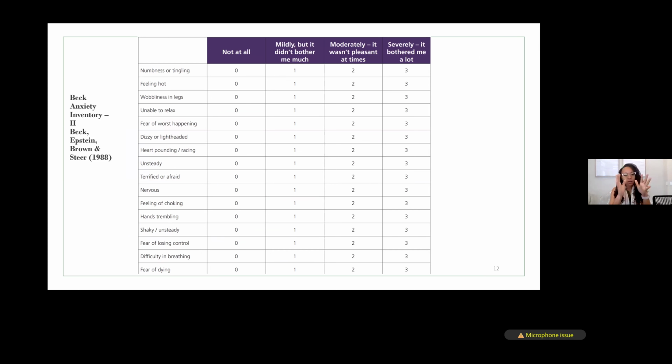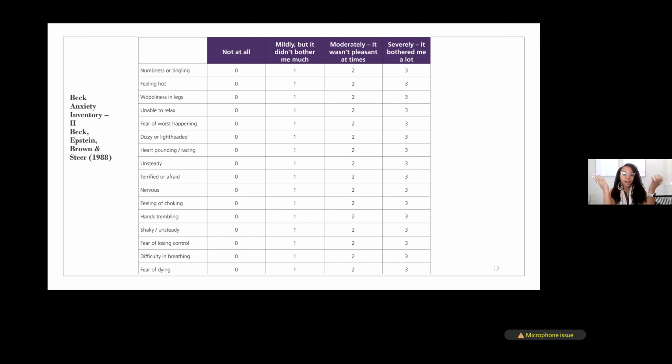And it's also looking at the variety of physical symptoms that a person can experience regardless of the kind of anxiety disorder that they have. So with generalized anxiety disorder, I might not experience numbness or tingling, but I might have difficulty relaxing, right? I might also have the pounding heart.